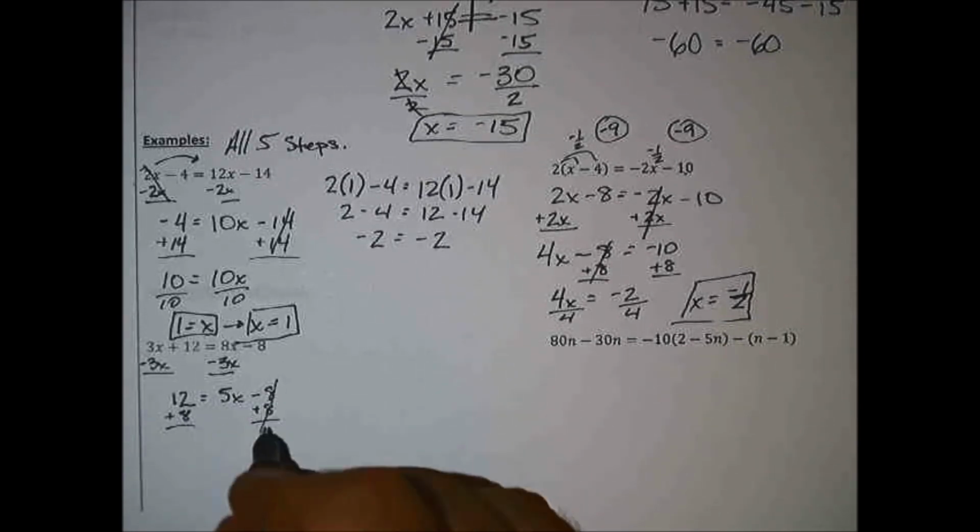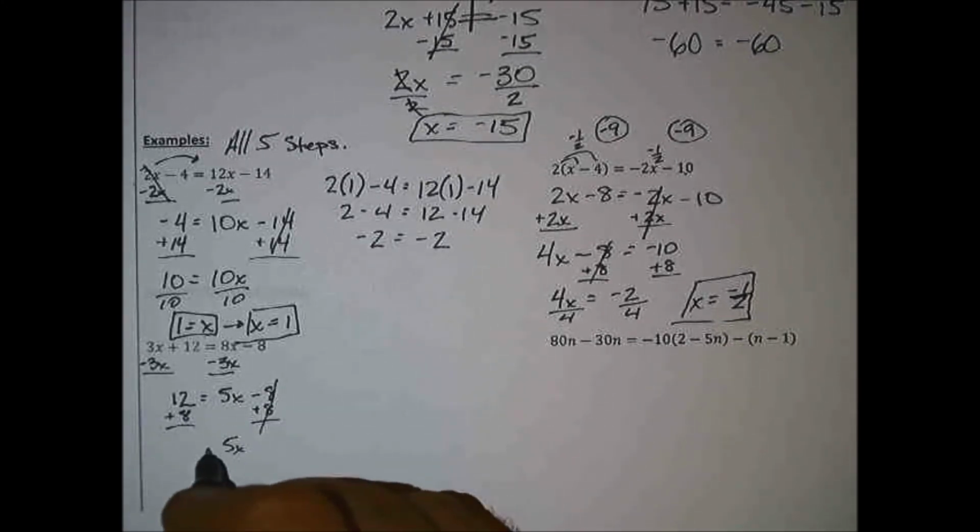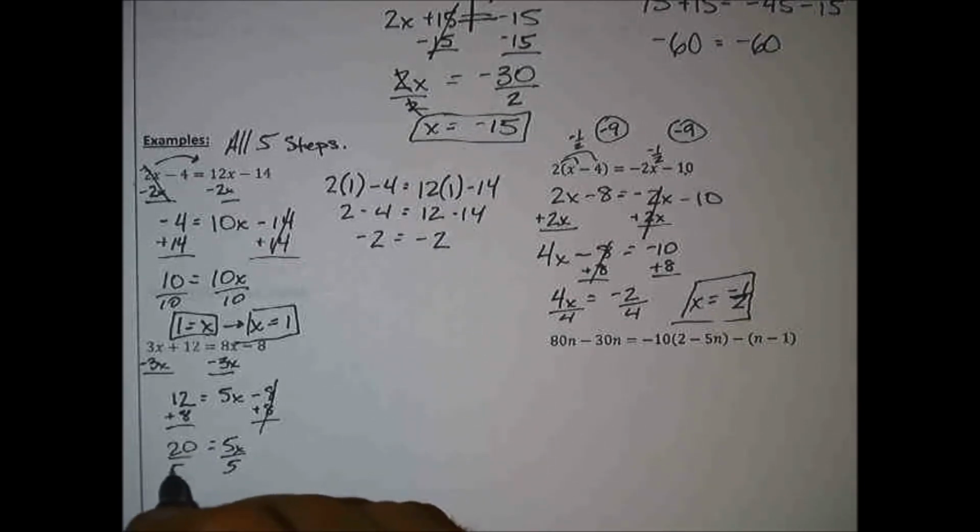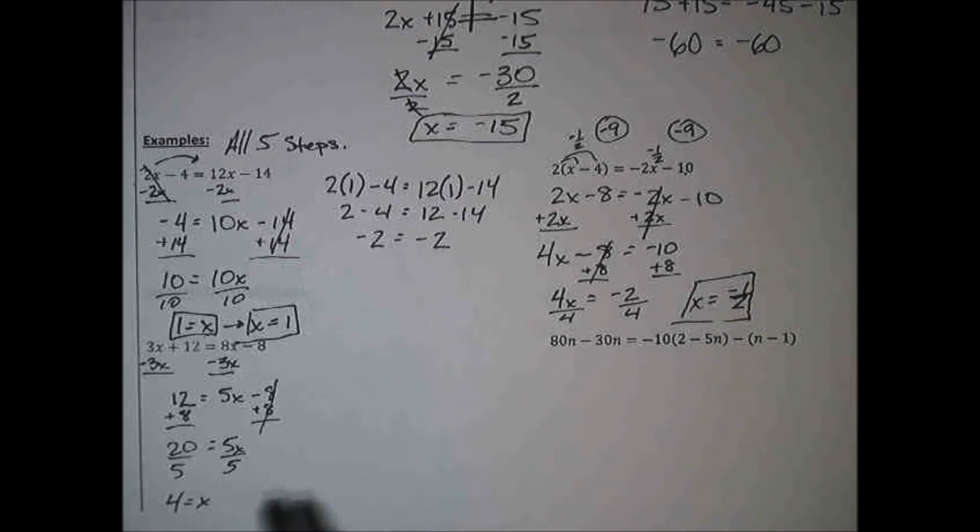And we get those cancel out, of course. 5x there and 20 there. Divide by 5, and we get x equals 4. Okay, or 4 equals x. Let's go ahead and box that answer.